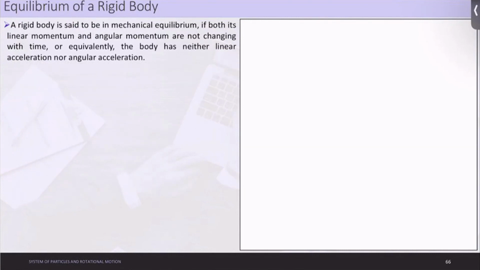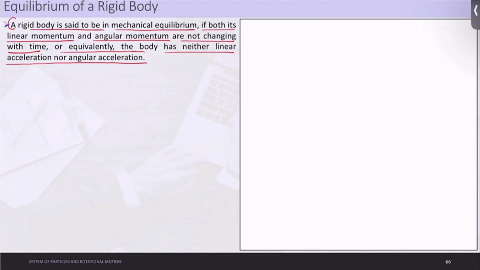So a rigid body, please look at this line very, very carefully. A rigid body is said to be in mechanical equilibrium if both its linear momentum and its angular momentum are not changing with time. Or we can say that the body has neither linear acceleration nor angular acceleration. Okay, so I hope this line is clear to you.